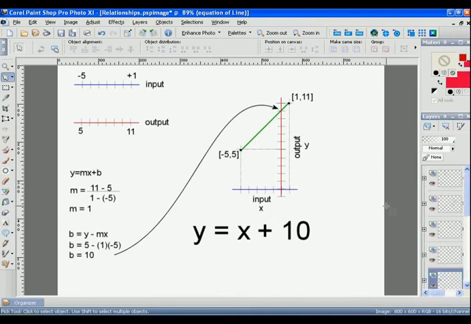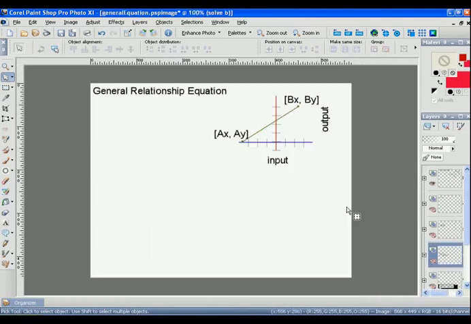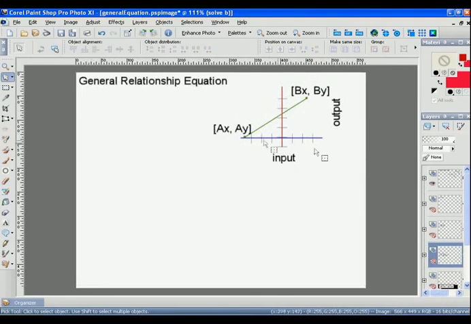Okay, now let's take this example that we did here and write a general equation for what we're trying to do. Again, we'll have a relationship between the input and the output. We're given two different points. We'll label the first point here as having the coordinates ax and ay, and the second point here to have coordinates bx and by. So we have exactly the same thing we did before. Now we want to know the equation of this line, so we use the x value as the input and the y value as the output. And this gives y equals mx plus b.